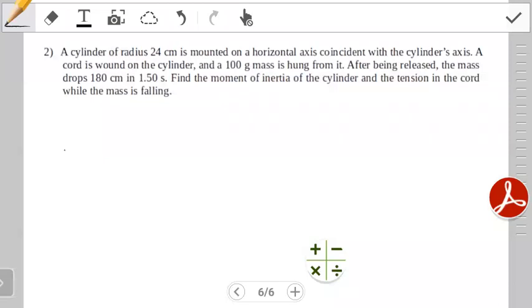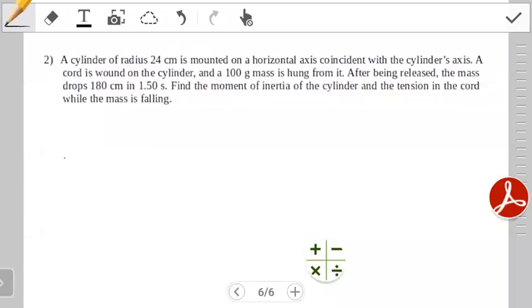In this video, we continue practicing and working with torque and the moment of inertia of objects that are undergoing rotational motion. In this video, we're going to look at a cylinder that is rotating about the horizontal axis.